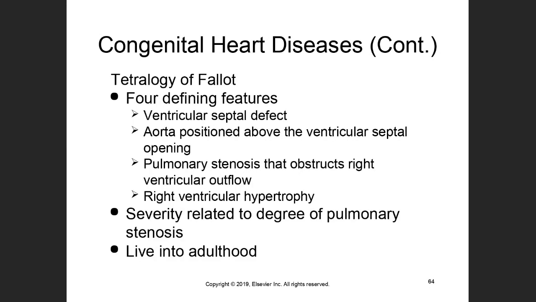Tetralogy of Fallot is one of the most common and has four defects. That's why it's called tetralogy of Fallot. The four defects are ventricular septal defect, overriding aorta, pulmonary stenosis, and right ventricular hypertrophy. Okay?